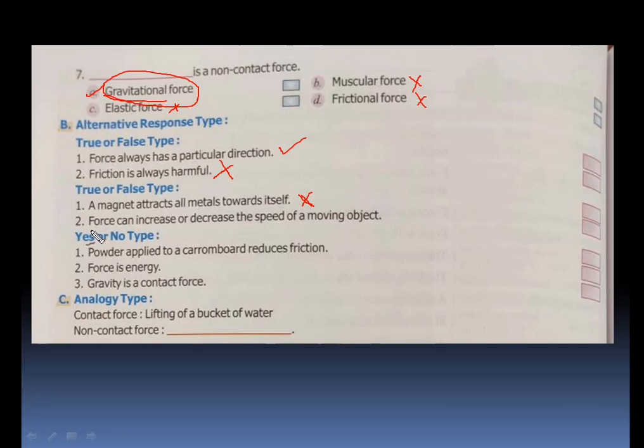Force can increase or decrease the speed of a moving object. Yes, if you apply force in the direction of motion of the body, its speed is going to be increased. Otherwise, in the opposite direction, it is going to be decreased.